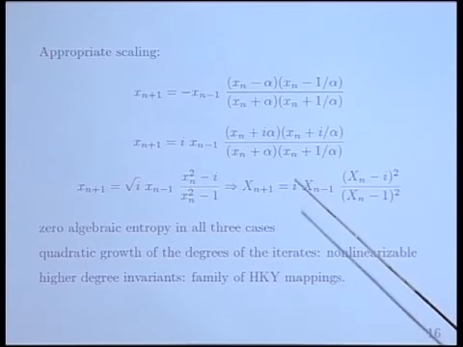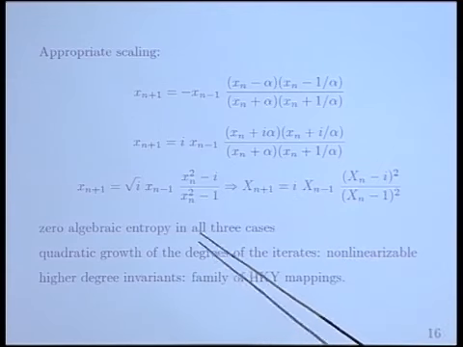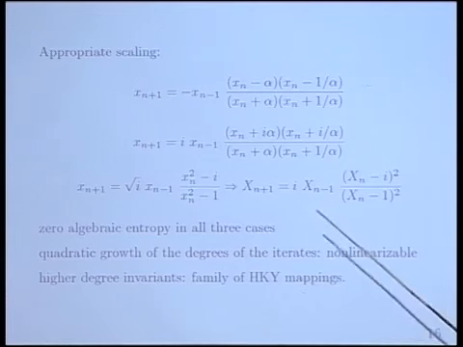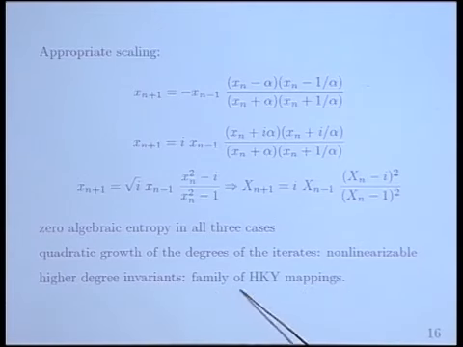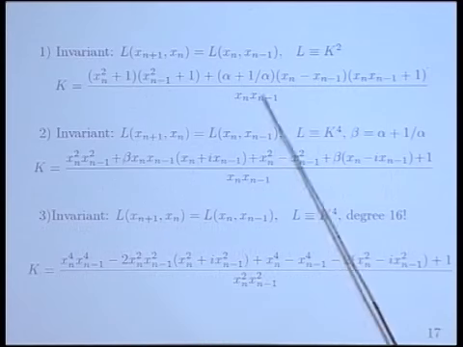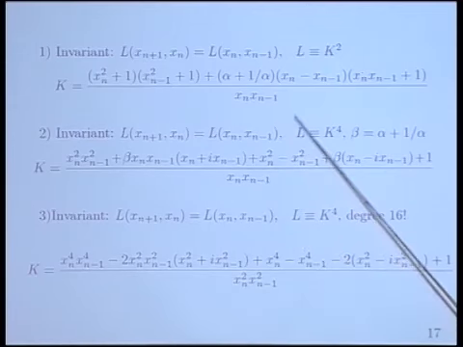Those two are different. All those three cases have zero algebraic entropy, the quadratic growth of the degree of the iterates, so they are non-linearizable, and they have higher degree invariants. So they do belong to the Hirota, Kimura, Yahagi class. So here are the invariants. What I'm writing is not the invariant; this is some kind of pre-invariant.